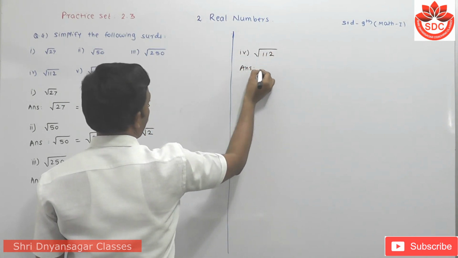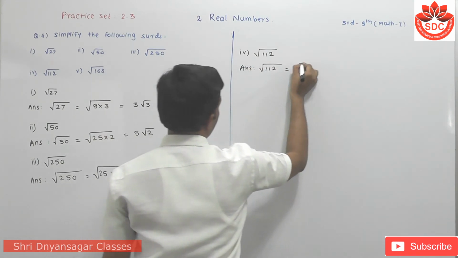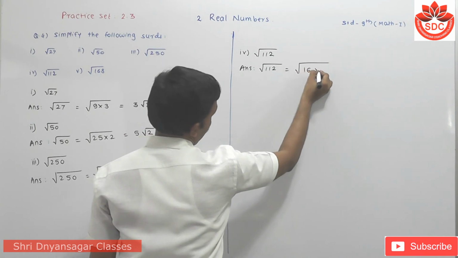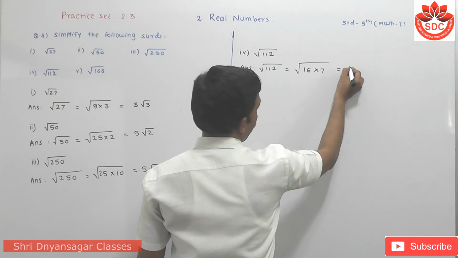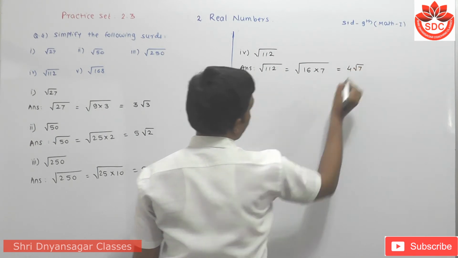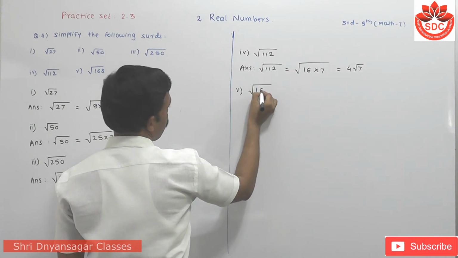The answer of it is, this 112 is simplified by using 16 sevens are 112. Then we have to find the square root of it, means that 4 root of how much? 7. Then the last one is root of how much?